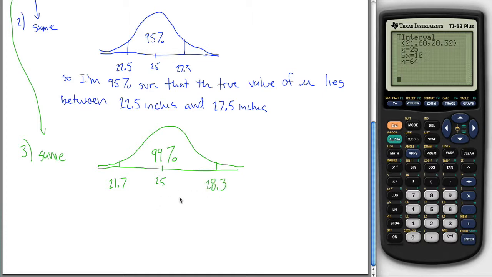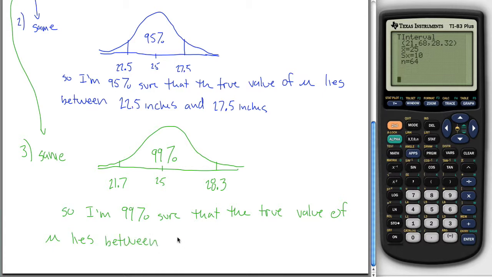Note that these endpoints keep getting larger and larger. If I want to be more and more sure that mu is somewhere in here, I'm going to have to make these further out. So my conclusion, so I am 99% sure that the true value of mu lies between 21.7 inches and 28.3 inches.